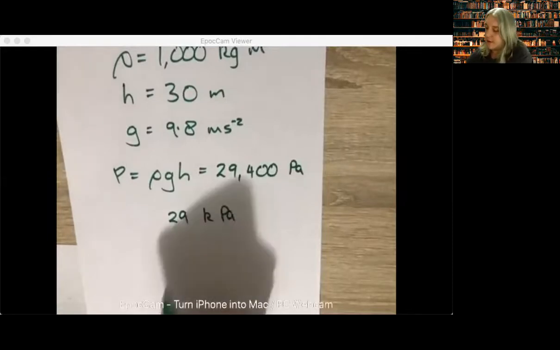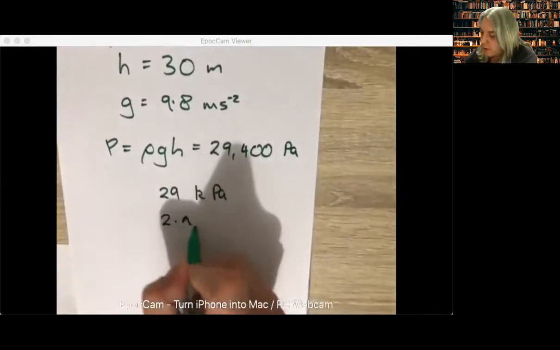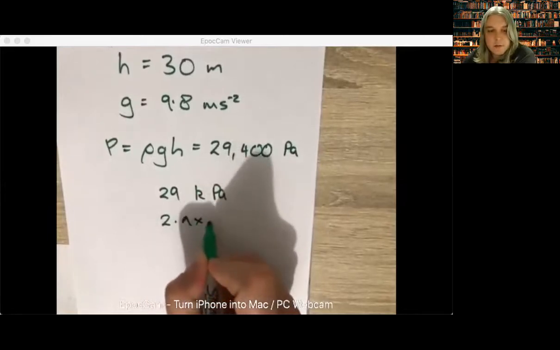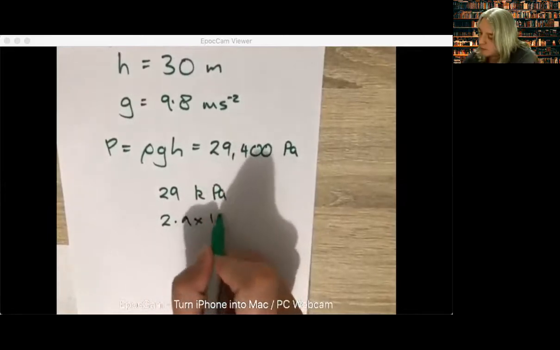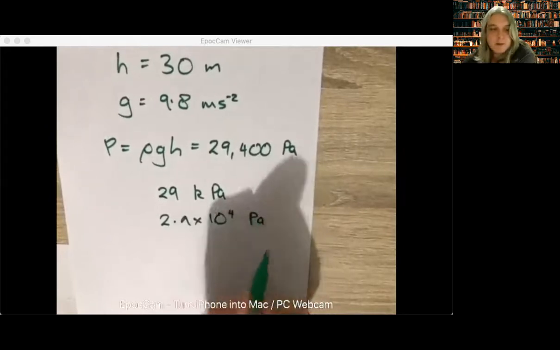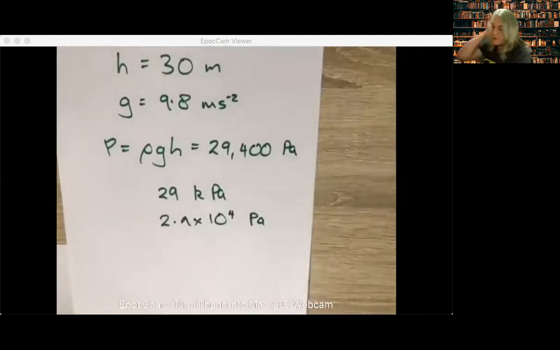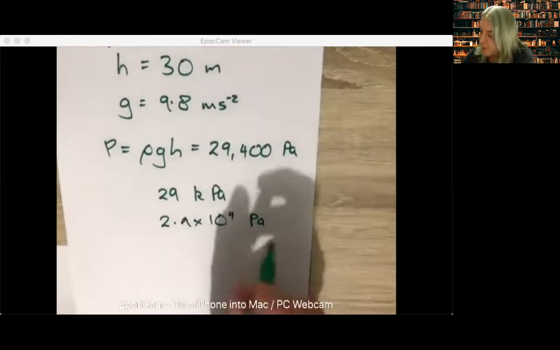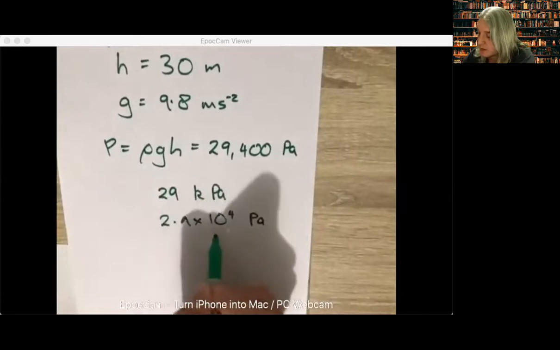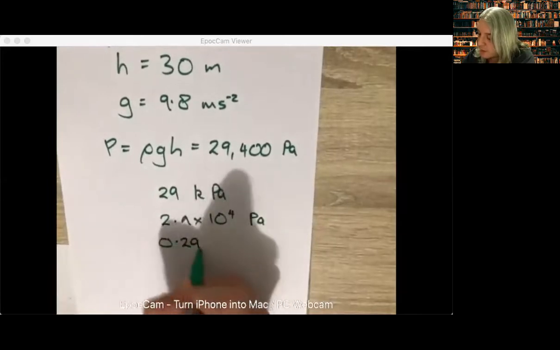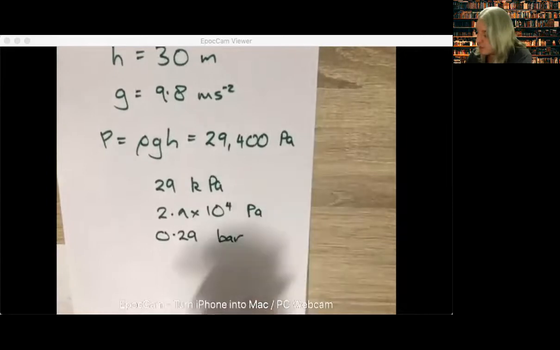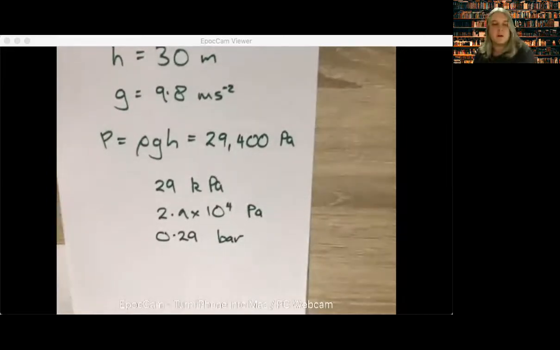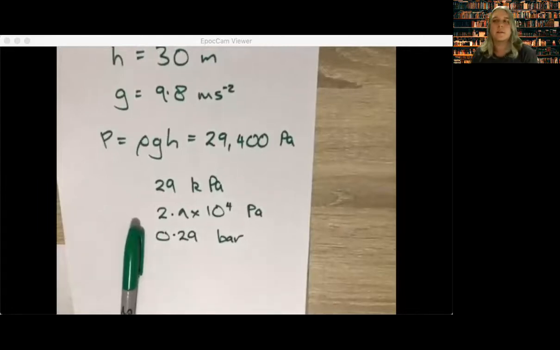Or you could write that in scientific notation, 2.9 times 10 to the 4 Pascal, if I've done that correctly. But you can write that however you want. And if you remember that 1 bar is 1 times 10 to the 5 Pascal, that would be 0.29 bar. So there are several different ways you can write that, but the pressure coming out the end is what actually matters. So we'll go back and have a look at the next question.